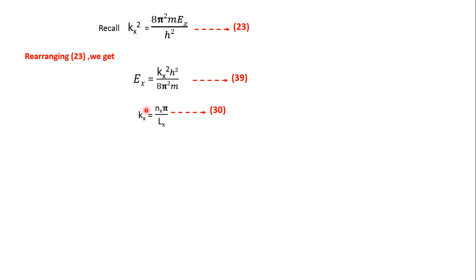Rearranging this equation, we get Ex equal to, taking all the other terms to the other side, k squared h squared by 8π² m. Recall that kx is equal to nx π by Lx. This comes from kx Lx is equal to nx π. So substitute this here. Instead of kx, we put nx π by Lx. We find Ex is equal to nx² h² by 8m Lx².